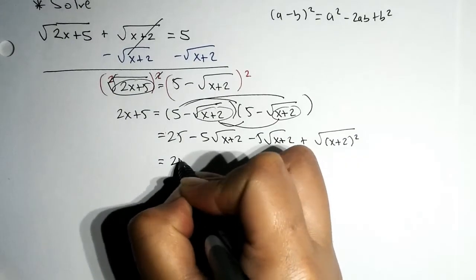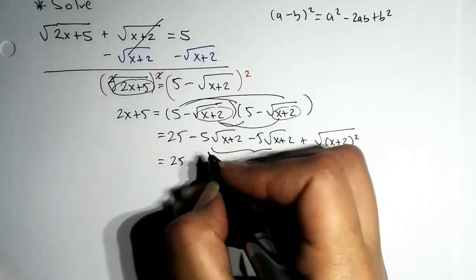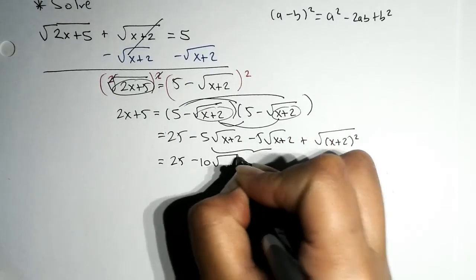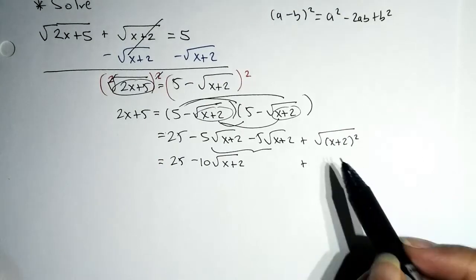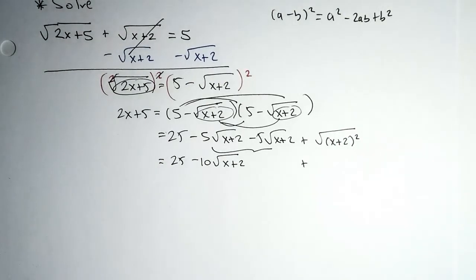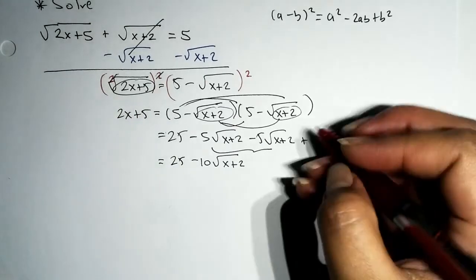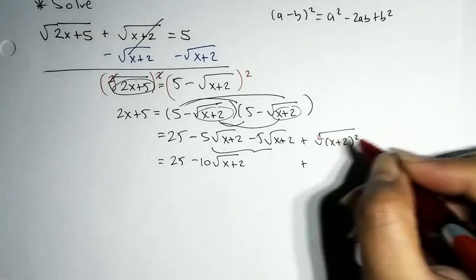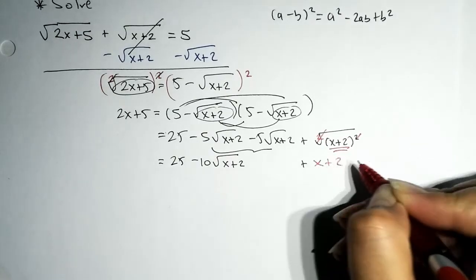So we have 25. When we combine the middle terms, negative 5 minus 5 will give us negative 10, and that will leave us with negative 10 times the square root of x plus 2. Then we're going to add to it whatever this simplifies to. Well, check it out. You know how the square and the square root undo each other? Well, same speech. The square and the square root are going to undo each other, and that will leave us with the radicand of x plus 2.